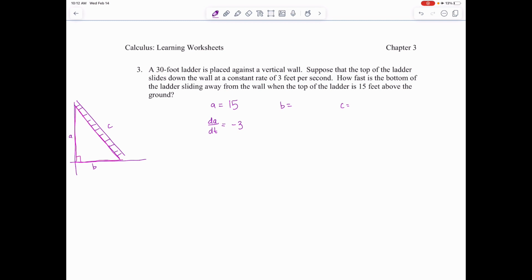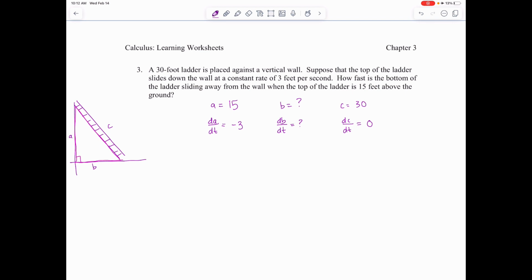B is the distance the bottom of the ladder is away from the wall, and that one we are not given. It is asking us how fast the bottom of the ladder is sliding away from the wall, so we also don't know dB/dt. C is how long the ladder is. We're told it's a 30-foot ladder, so C is 30. How fast is the length of the ladder changing? Well, the ladder is not changing. It's a 30-foot ladder. It's just falling down. So the rate that the length of the ladder is changing is 0.